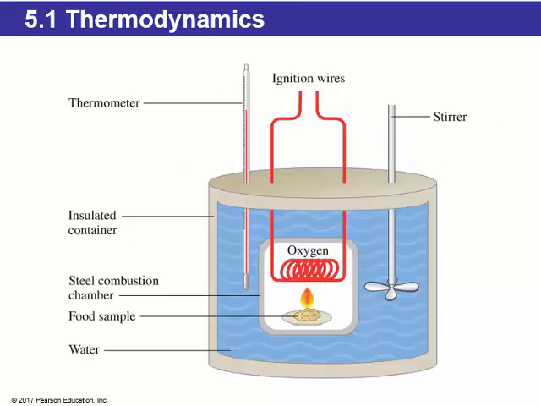On the slide is a graphic of a calorimeter. It is a metal container which has a small chamber inside it that is surrounded by water, and in that small chamber there is an ignition wire that causes the food to catch on fire in the presence of oxygen, and the water absorbs all the heat that is given off, and by this change in temperature we can determine how much energy the food contains.